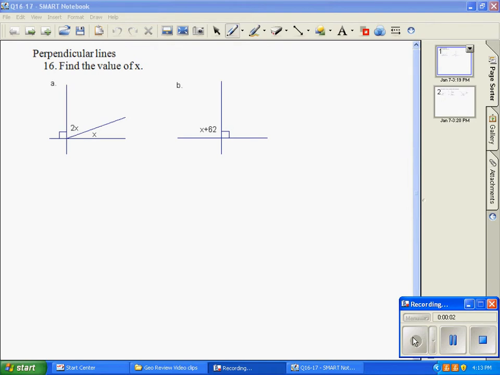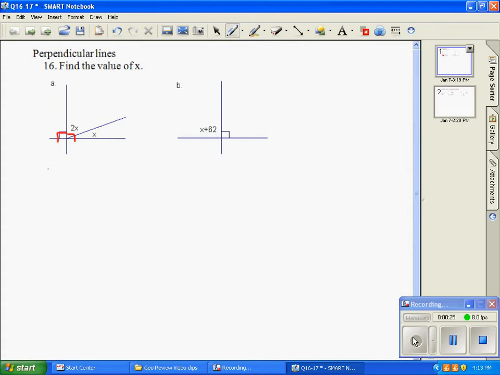Okay, find the value of x. So in each one of these two problems, we have perpendicular lines, and therefore we can make some assumptions about what we have in the diagram. So in the first one, we have these two perpendicular lines. Therefore, these two angles on the other side add up to 90 also.